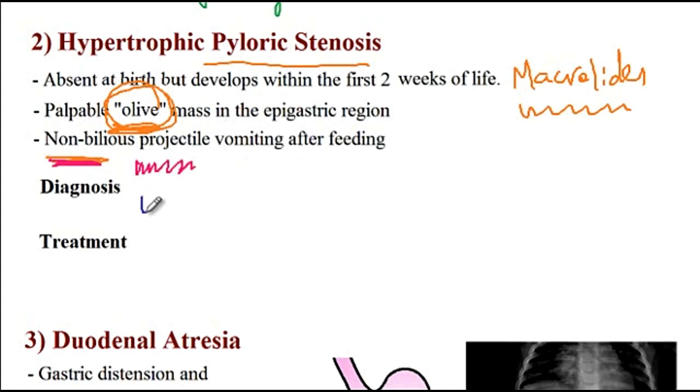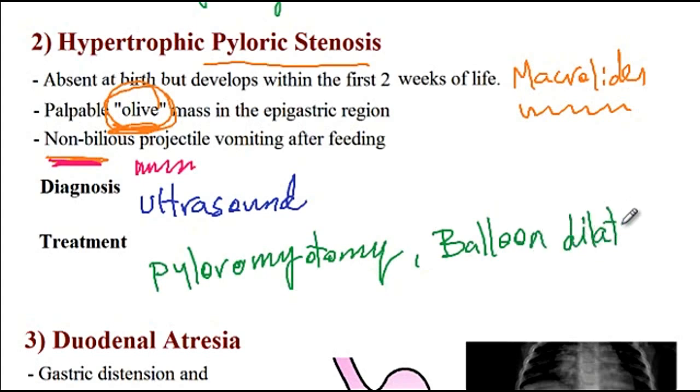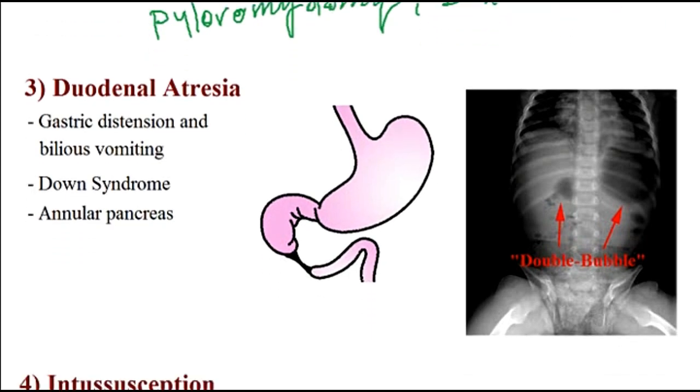As for the diagnosis, you can diagnose with the ultrasound, and then the treatment can be done by pyloromyotomy, where there would be incisions made in the pyloric muscles, or it can be done by balloon dilation.